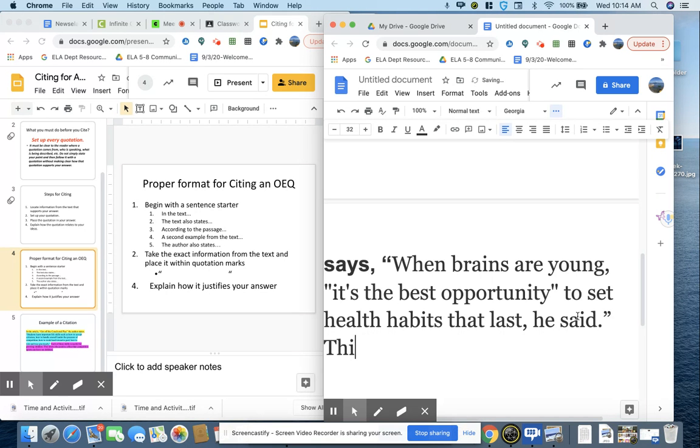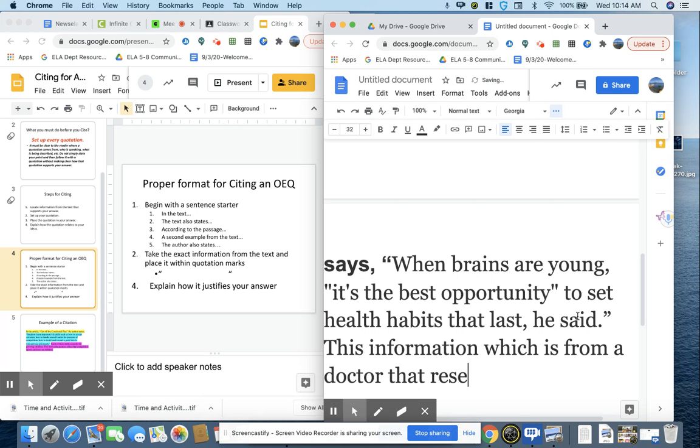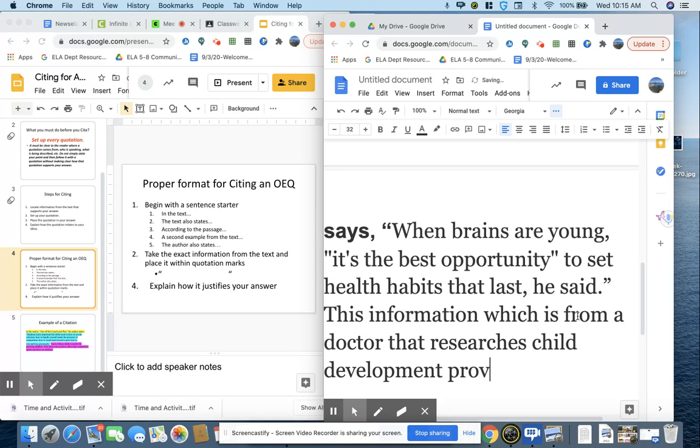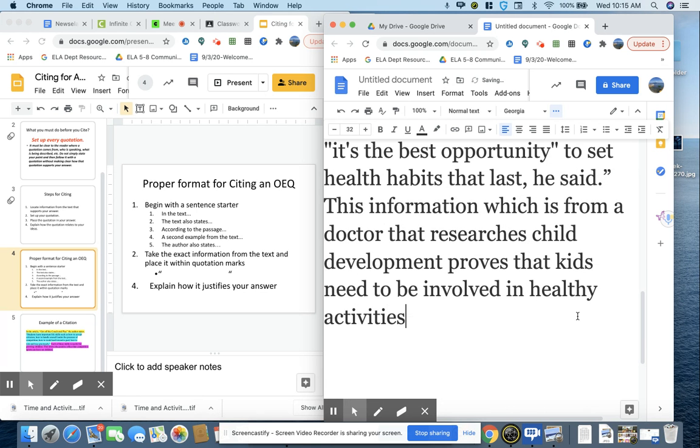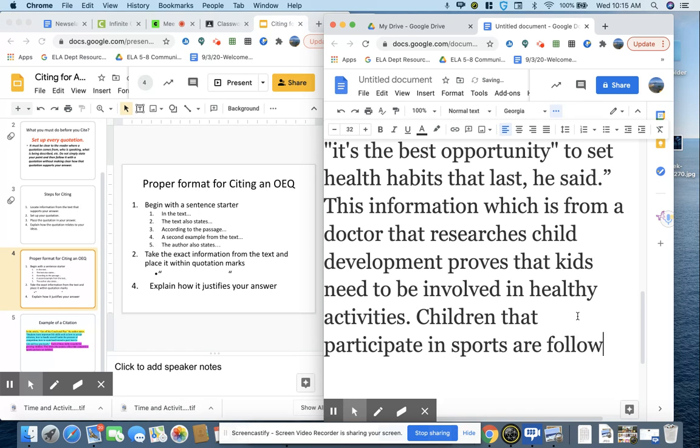So this information, which is from a doctor that researches child development, proves that kids need to be involved in healthy activities. Children that participate in sports are following these guidelines. Okay, let me make it big enough so that you can see.